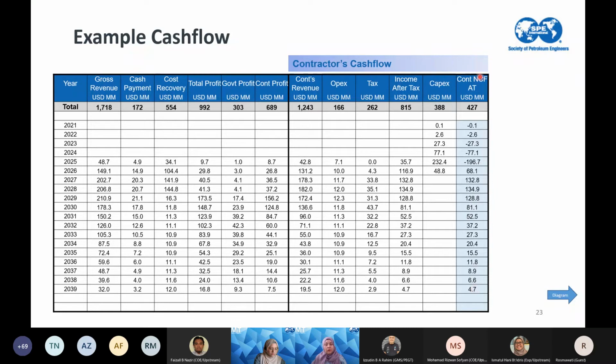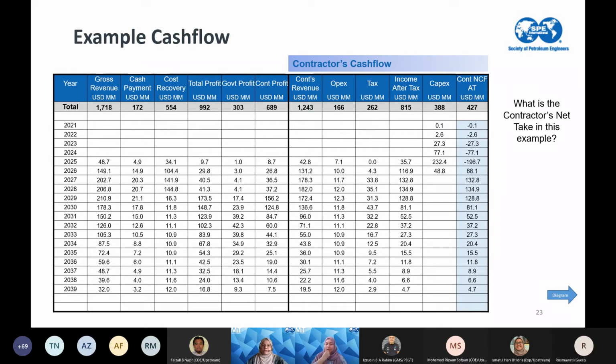But it all starts from the net cash flow. Okay. Now, like I mentioned, contractor's revenue is cost recovery plus profit. Let's take a couple of minutes to just digest and reflect and actually try and practically extract something from this cash flow that I've given.